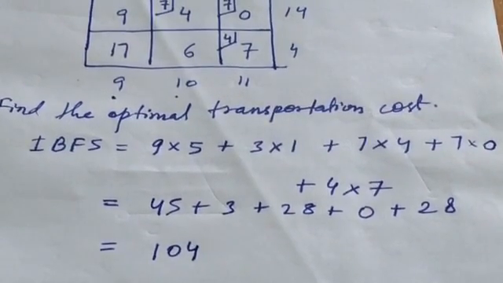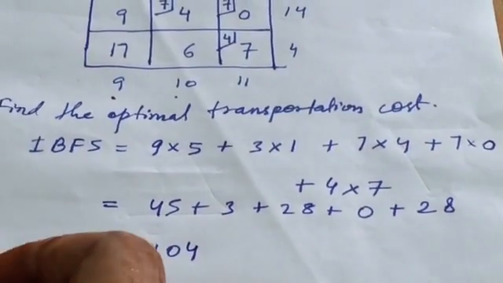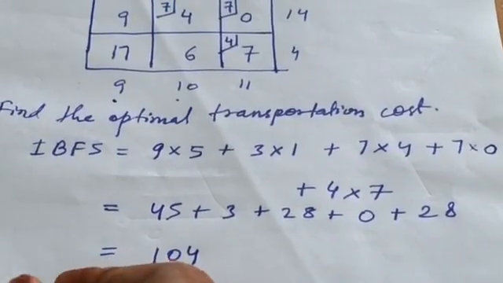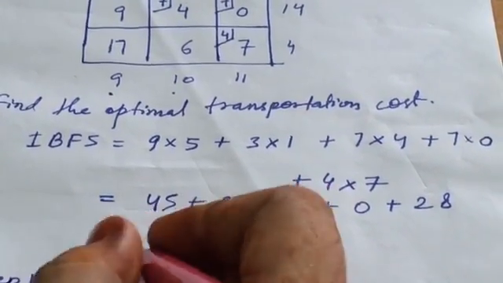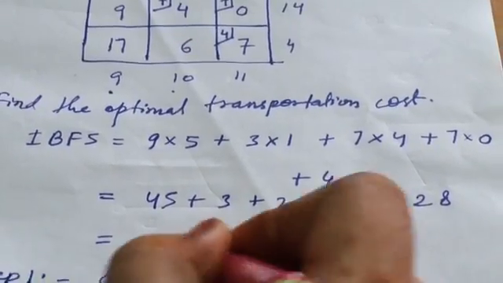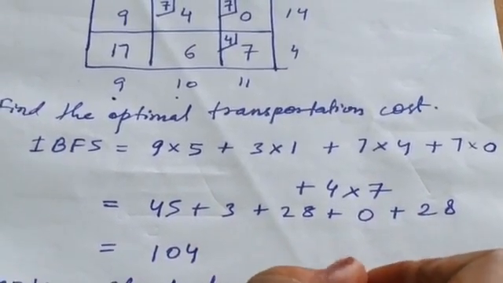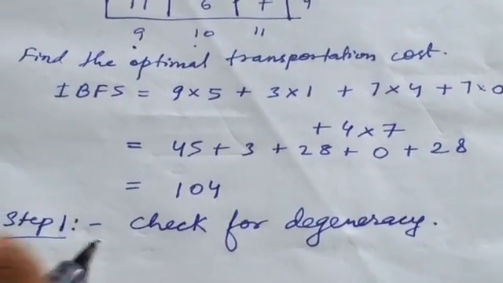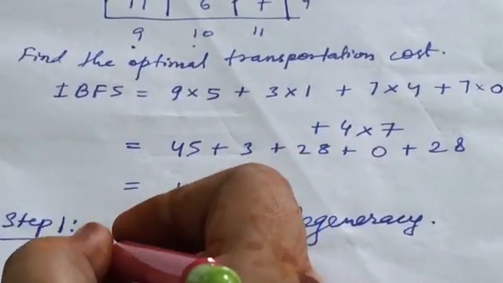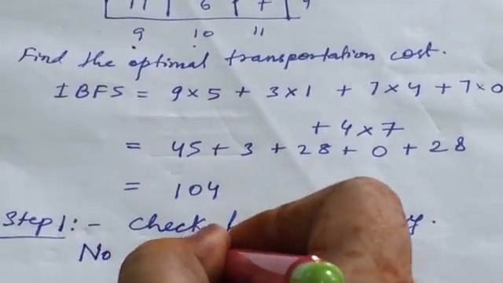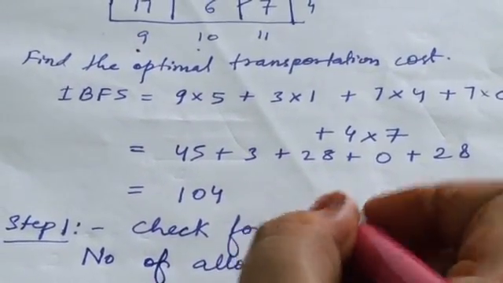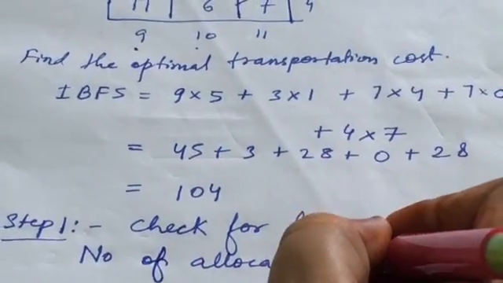Now the next step, or you can say step 1, is to check for degeneracy. How will you check for degeneracy? Find the number of allocations. The number of allocations here is 1, 2, 3, 4, 5. How many allocations are given? So it is 5.